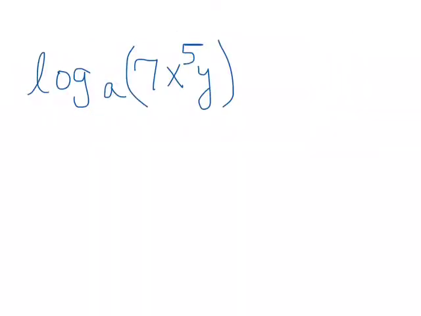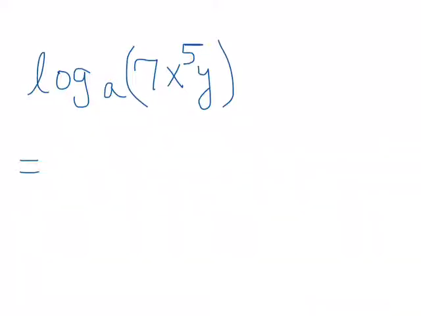So here we notice we've got a product, 7 times x to the 5th times y, and then we've also got an exponent. So we know we're going to add all of these things, and then the 5 needs to come out in front as a coefficient. So let's take a look and see what this looks like.